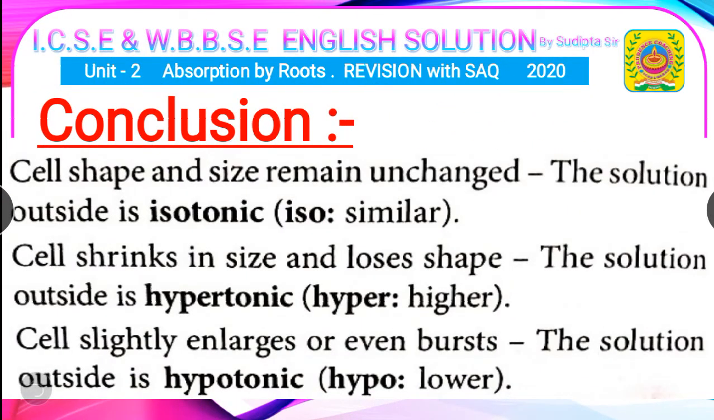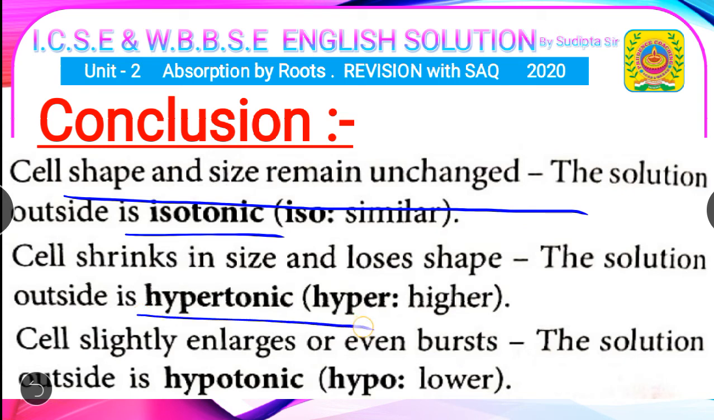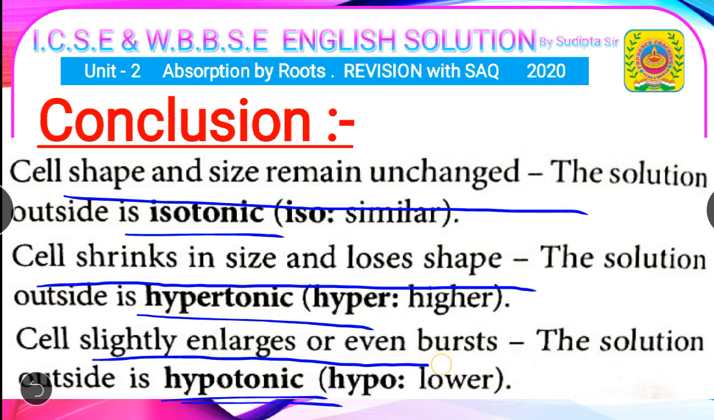Now, what is the conclusion of these three processes? In isotonic solution, cell shape and size will remain unchanged. In hypertonic solution, the cell will shrink in size and lose shape. And in hypotonic solution, the cell will slightly enlarge.